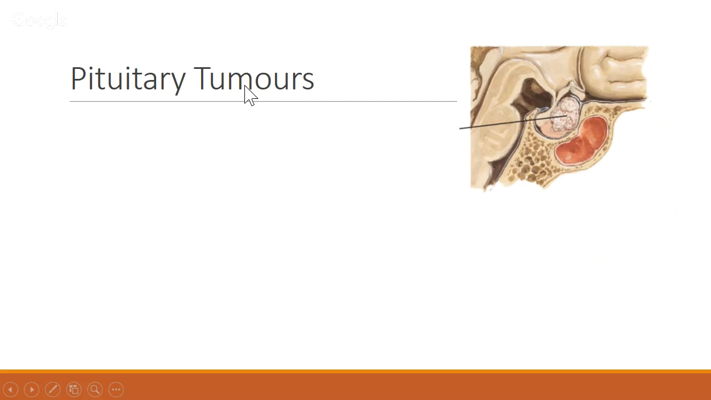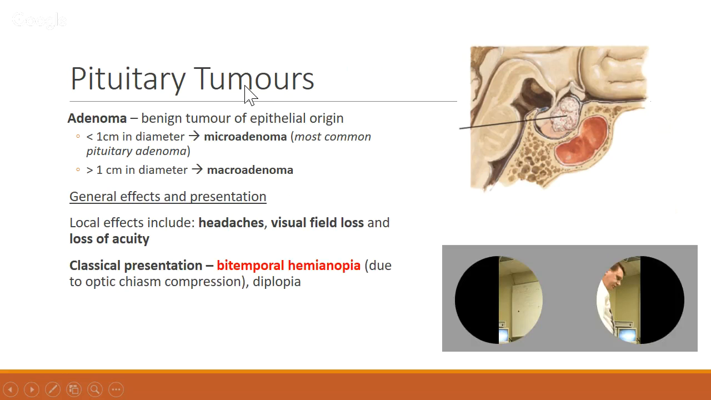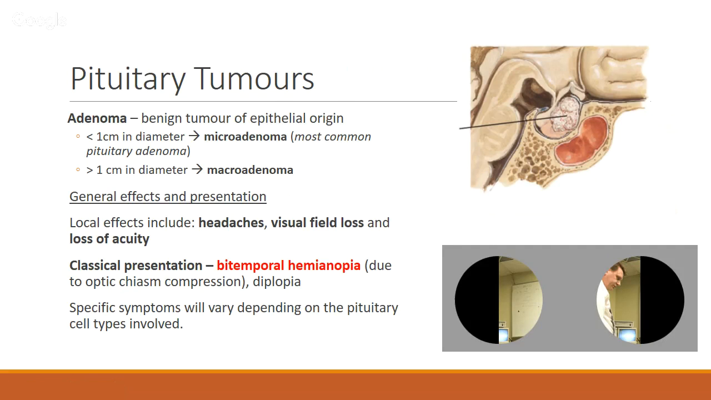So let's talk about pituitary tumors. Tumors can either be just compressing the area all around them, or they can secrete a specific hormone. All tumors will compress stuff. The thing of interest here is the optic chiasm. The optic chiasm is located just above the pituitary. So if you compress it, you can get visual field loss and loss of acuity, and headaches are just from compressing on other brain structures.